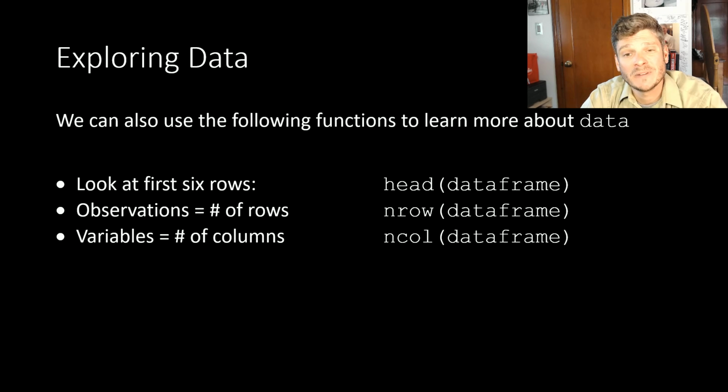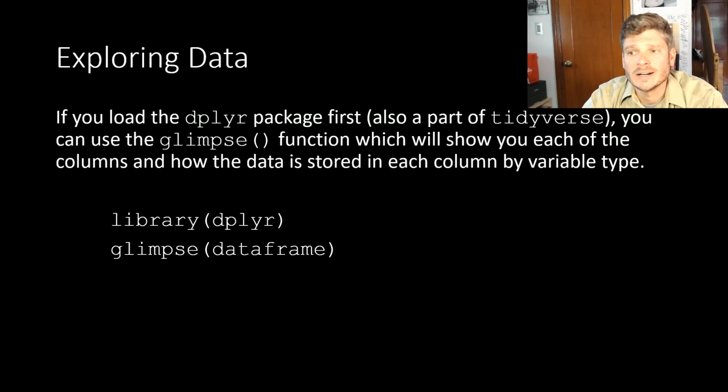We can also count the number of observations, which would be the number of rows, by using nrow on our data frame, or the number of variables, which would be the same thing as our number of columns, which would be ncol, again on our data frame. If we load our tidyverse package, we can also use the glimpse function, which is going to show us each of the columns and how the data is stored in each of those columns based on the different types of ways we can store data, like integers and characters and that sort of stuff. So that's another good starting point to get a handle on what is going on in your data frame.